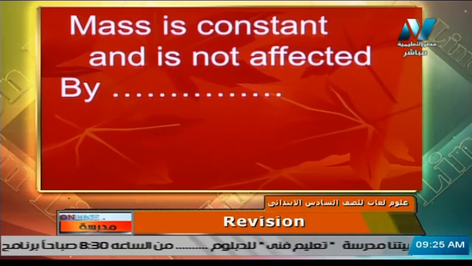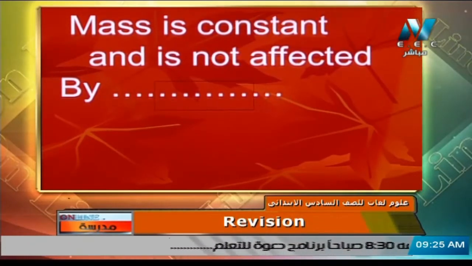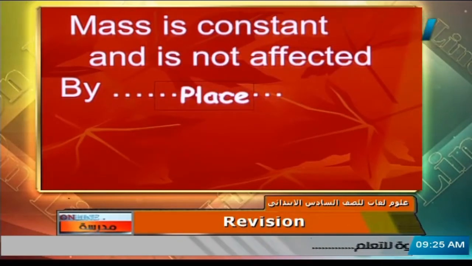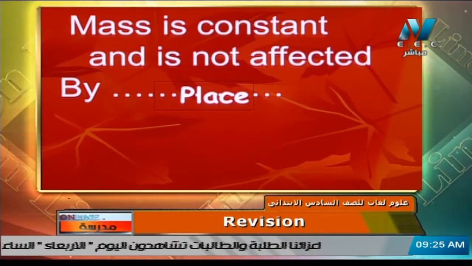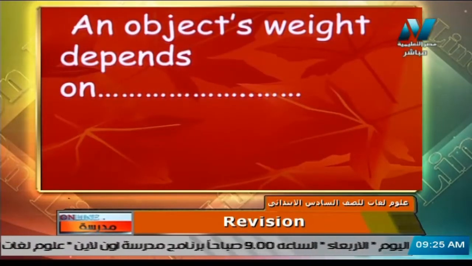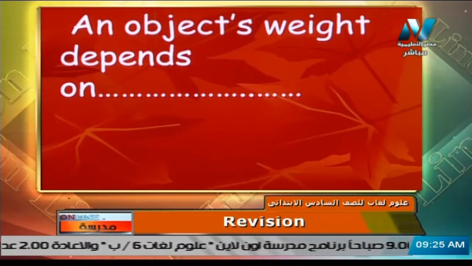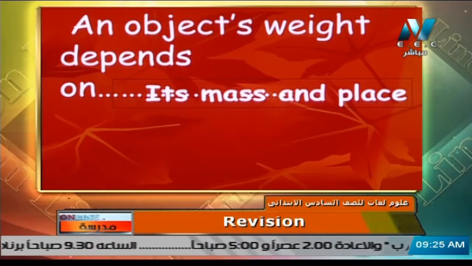Mass is constant and not affected by... Mass is always a constant value, it is not affected by changing the place, or even the planet. Mass is a constant or stable or fixed value that doesn't change by changing the place. An object's weight depends on its mass and the place.